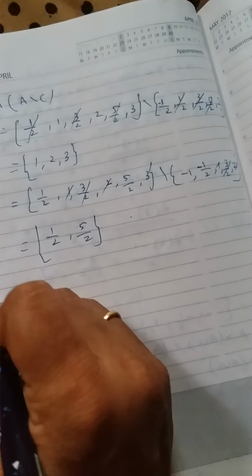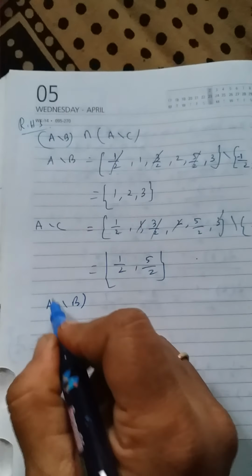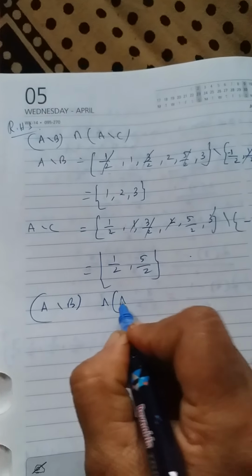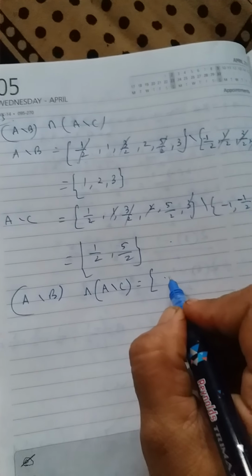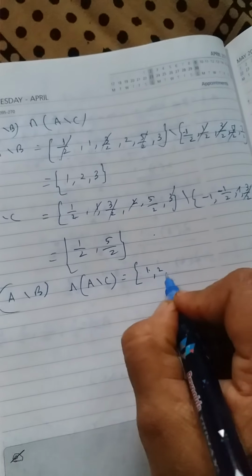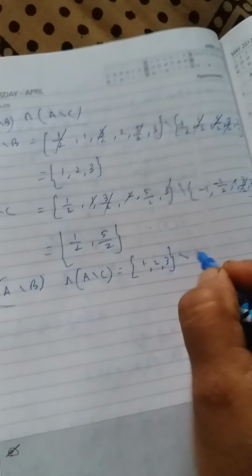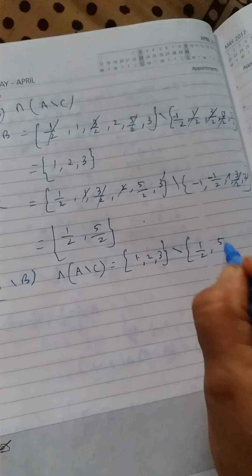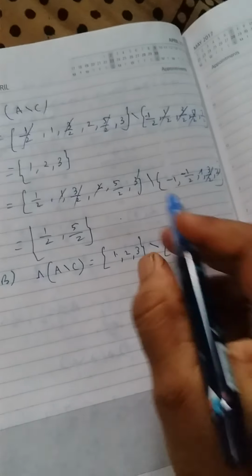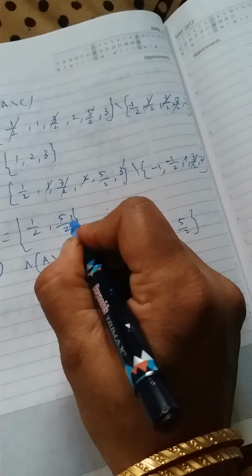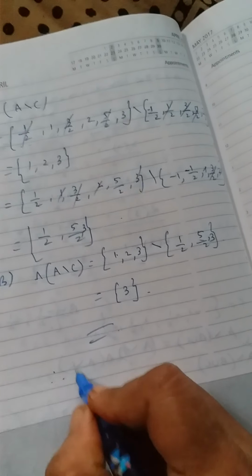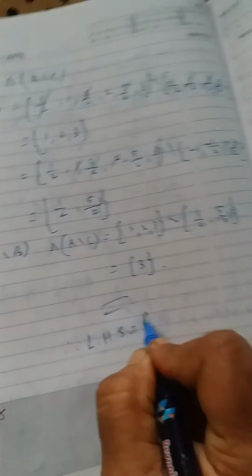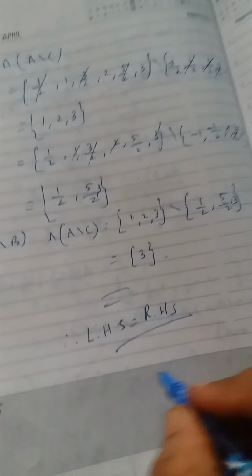Next you have to find out (A minus B) intersection (A minus C). You see what is common between both: 1, 2, 3 and 1 by 2, 5 by 2, 3. Common means only 3 is common. So your answer is 3. Okay, so left hand side is equal to right hand side, hence proved.